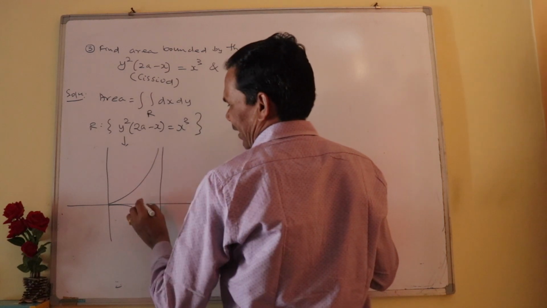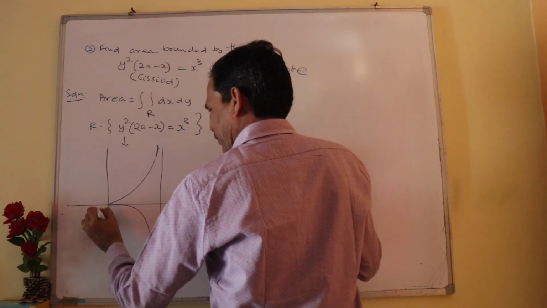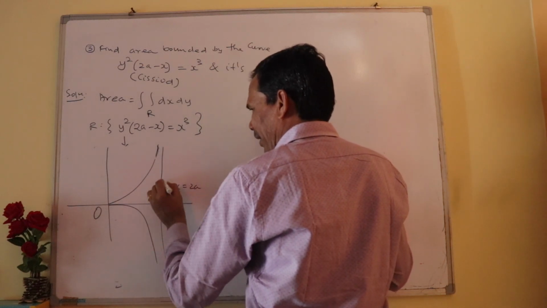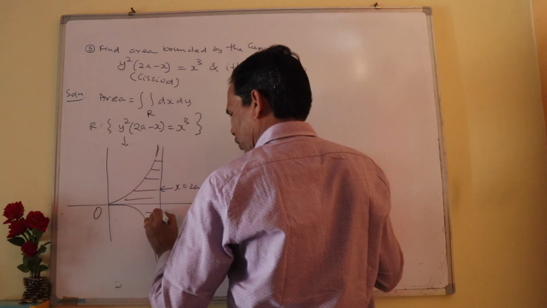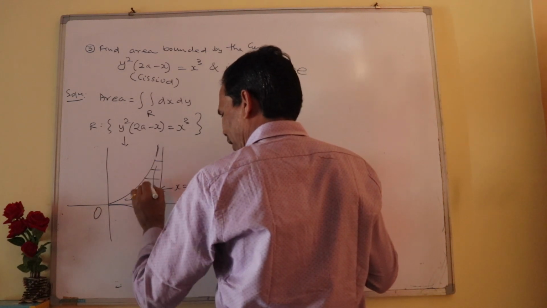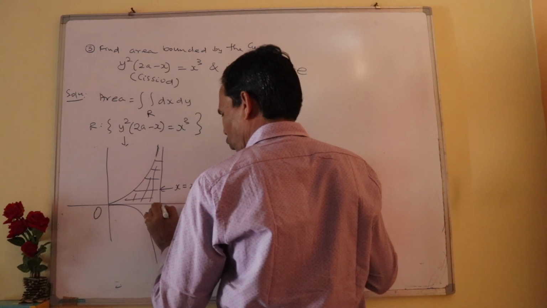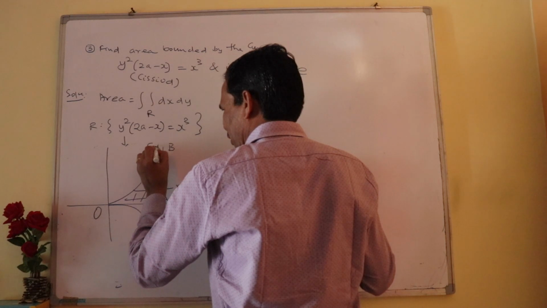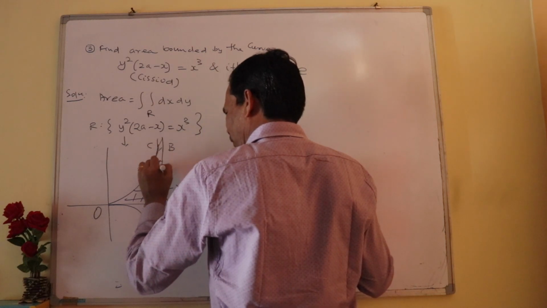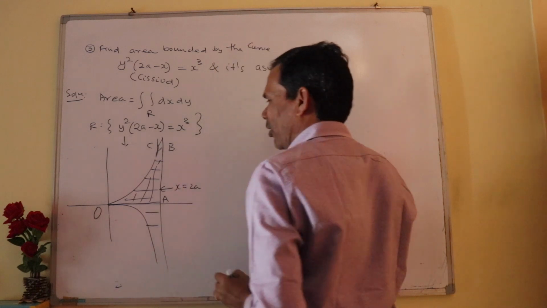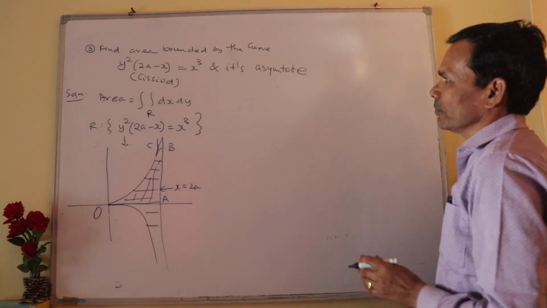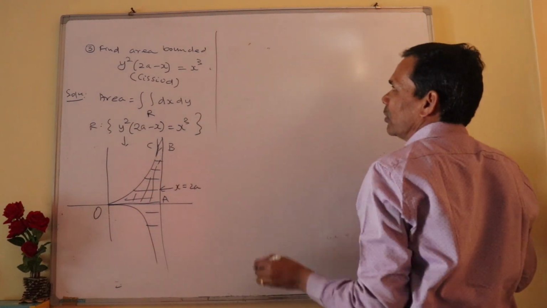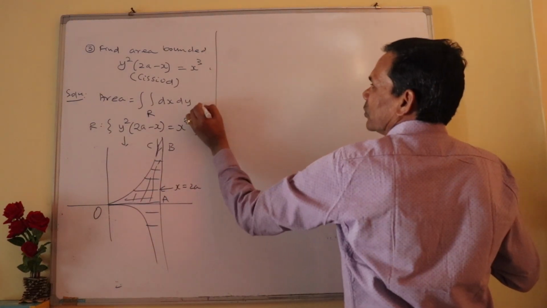So you have to find the area bounded by this. The asymptote to this curve is x is equal to 2a, and this area you have to find by using double integration. I just find the area of the upper half and make it 2 times. So this point is A, this B, and this C. So this goes up to infinity. So we find the area of the upper half and make it 2 times. So this is the area of the curve and its asymptote.